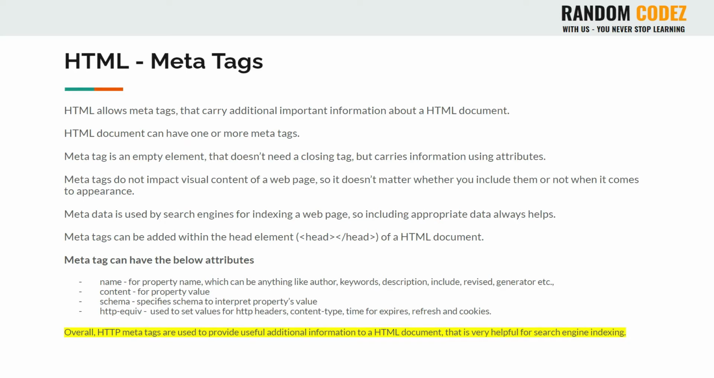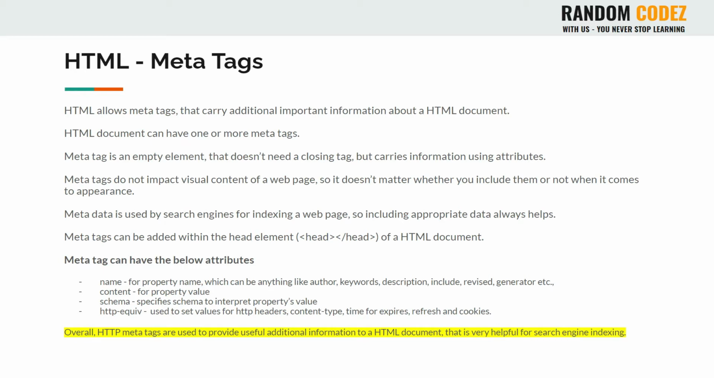A meta tag can have 4 different attributes. The attribute name is used to provide the property name, which can be anything like author, keywords, description, and so on. The attribute content is used for providing the property value. And the attribute scheme is used to specify a scheme to interpret the property's value.